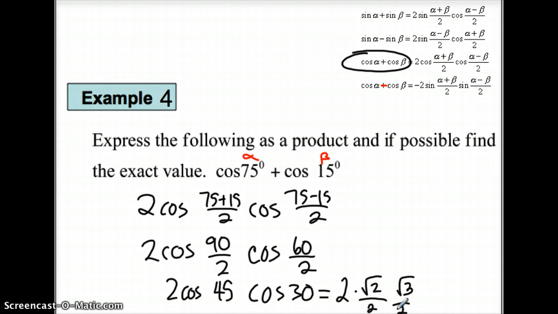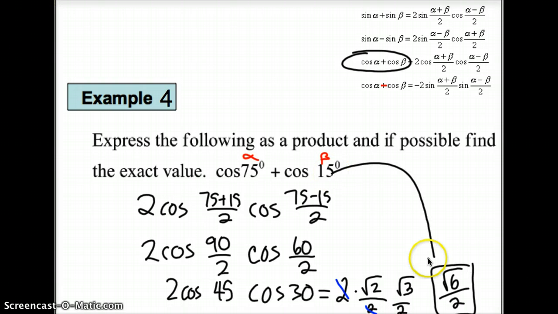So I'll work this out, multiply across the top. Let's see, I can simplify a little, cancel those 2's. So it looks like I'm going to get square root of 6 over 2. And that's the exact value for that original sum of cosine of 75 plus cosine of 15. So you could do a problem like that using your sum and difference formulas, but now we have another formula that might come in handy, that we might recognize as an opportunity to use earlier on.